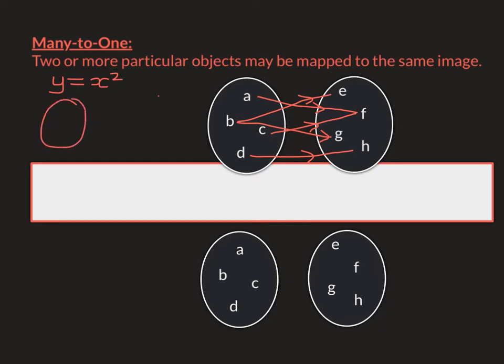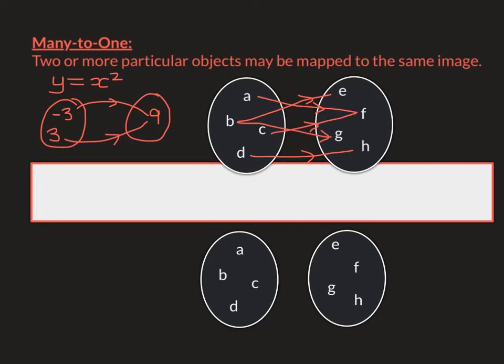Because if I've got my inputs and my outputs, say I've got minus 3 in here, and I've got 3 in here, well, when I put them through y equals x squared, negative 3 squared gives me 9, and 3 squared gives me 9 as well. So many inputs, and they both lead to one output.